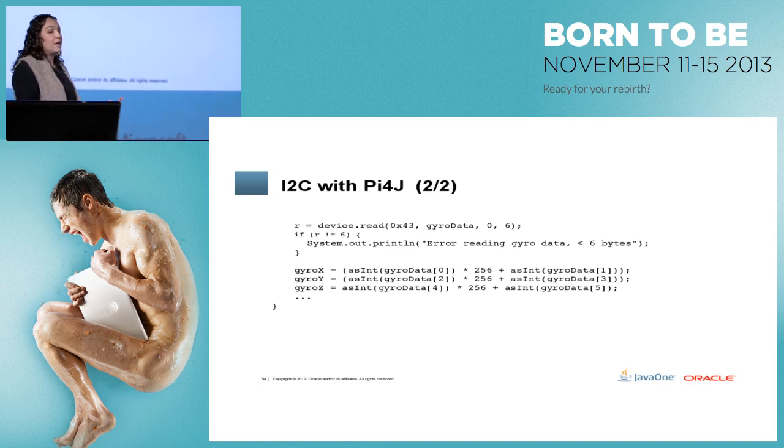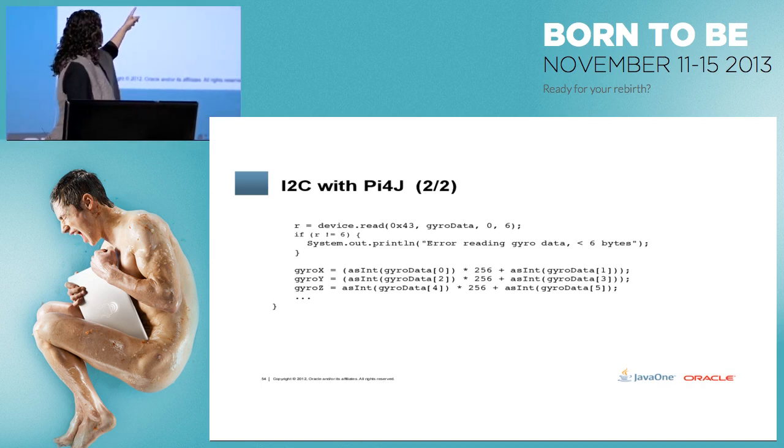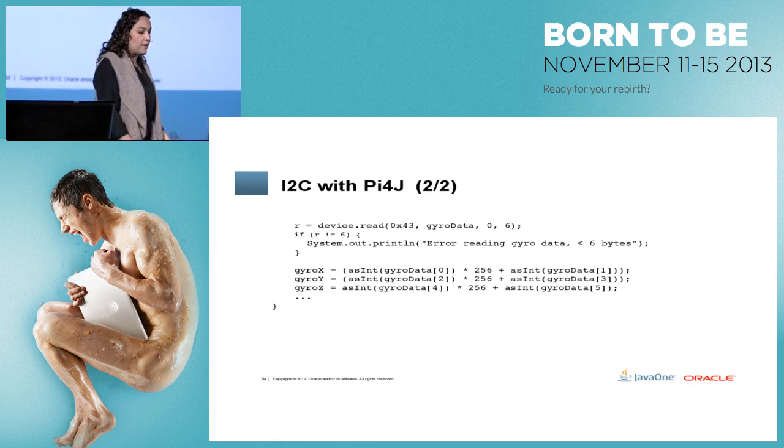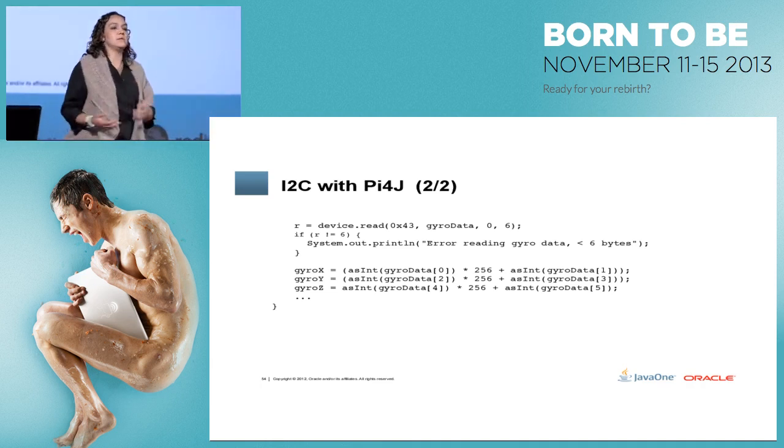And then for the gyro, it's pretty much the same thing. You have 6 bytes that you're reading. The gyro location is registry 43, and you start doing the reading of those values. Once you have the X, Y, and Z, you just do whatever you want to do.